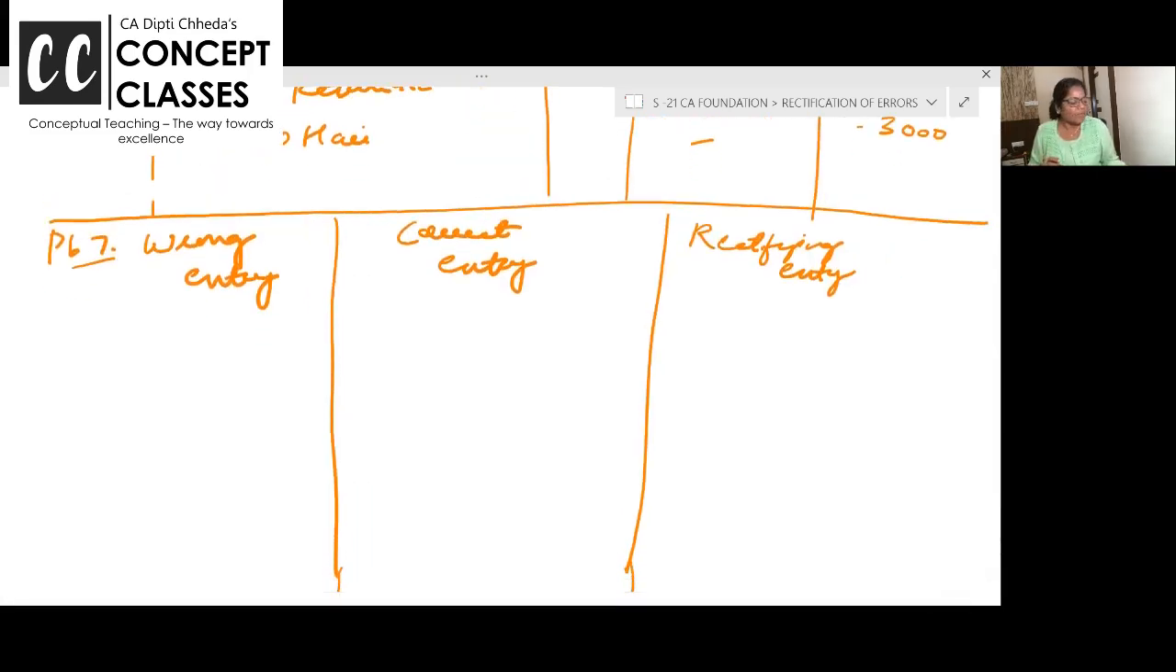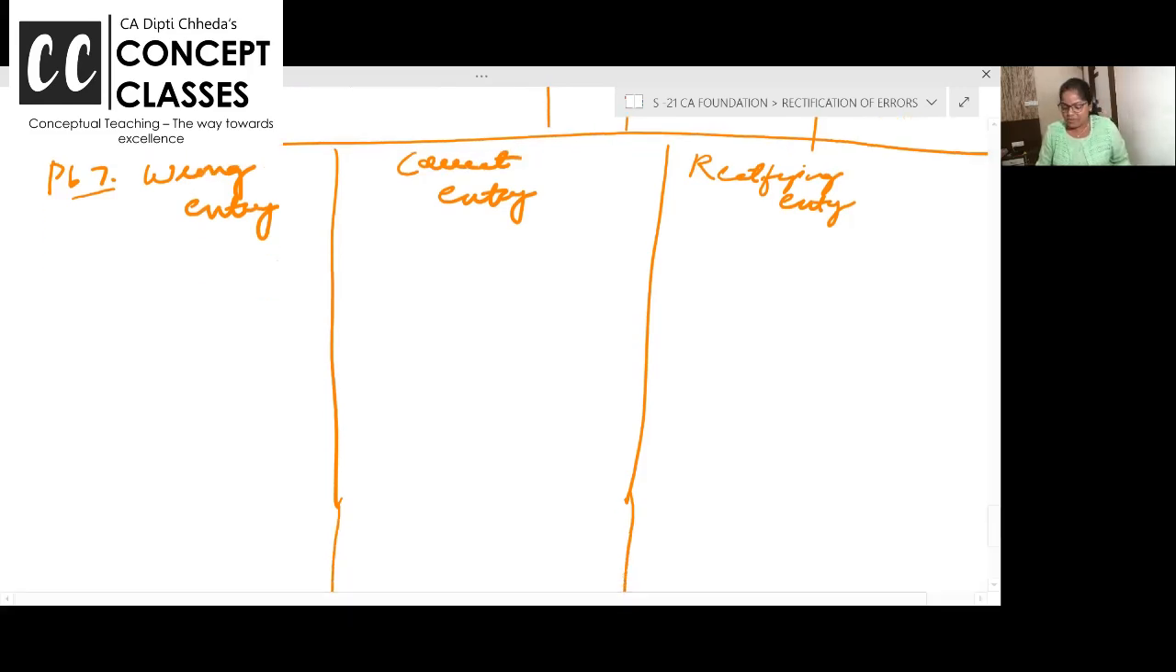So let us begin with the first problem. Already asked once in the exam earlier. Nice problem it is. In exam, I again want to repeat. You have to write only the rectifying entry. For practice, I am giving you this. An amount of 200 withdrawn for personal use by proprietor, debited to trade expense.